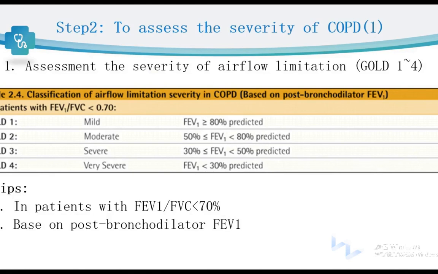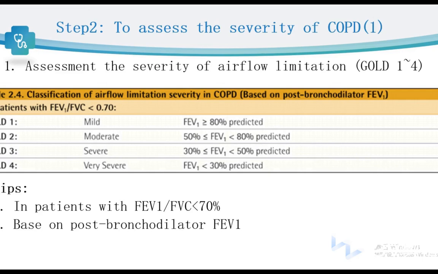Step 2. To assess the severity of COPD. The first assessment is about the severity of airflow limitation. We just talked about this before. In the table, we can see that patients with COPD can be divided into 4 groups. Group 1, mild. Group 2, moderate. Group 3, severe. And Group 4, very severe, according to the data of FEV1 in predicted, with 80%, 50%, 30%, and less than 30%.